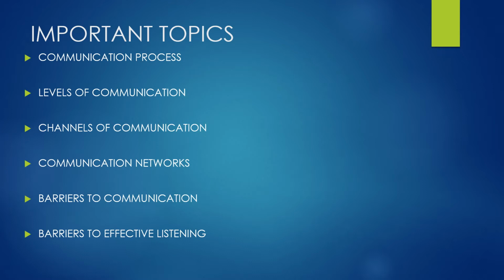First one is communication process. When you get a question related to communication process, you have to clearly draw the diagram of the communication process and then describe the process one by one. What are all there in that? All the subheadings: the messenger, the sender, the message, encoding, decoding, all those. Right. Next one is levels of communication.